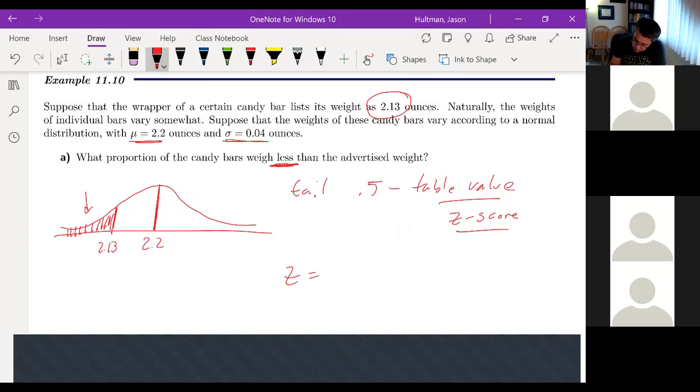So the z-score is going to be equal to x minus mu over sigma. X in this case is 2.13 minus mu, which is 2.2, all over sigma, which is 0.04. Okay, plug that into a calculator.